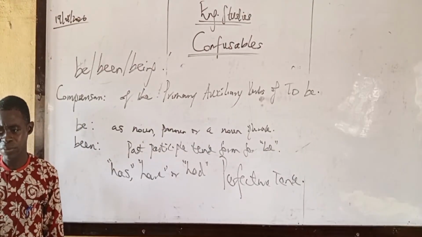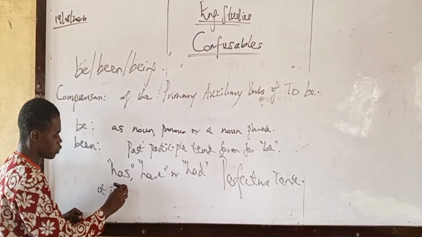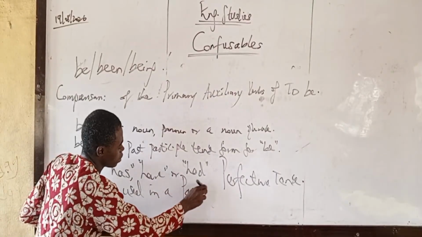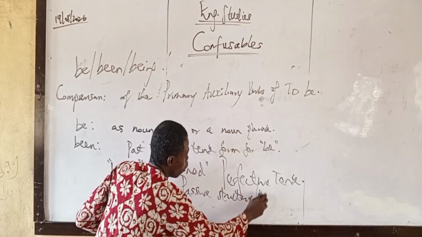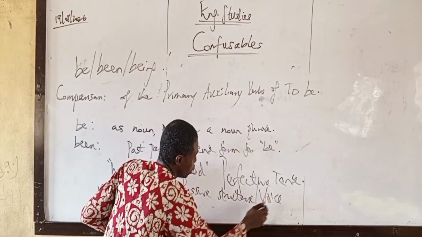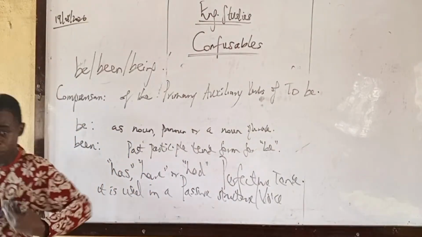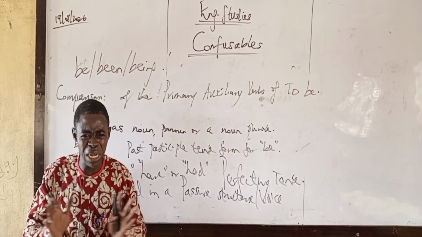Also, very important, it is used in a passive structure. Another word for passive structure is what? Passive voice. Just remember your passive voice. You did this from lower basic. When an object assumes the position of a subject, that is the only time you can use it.